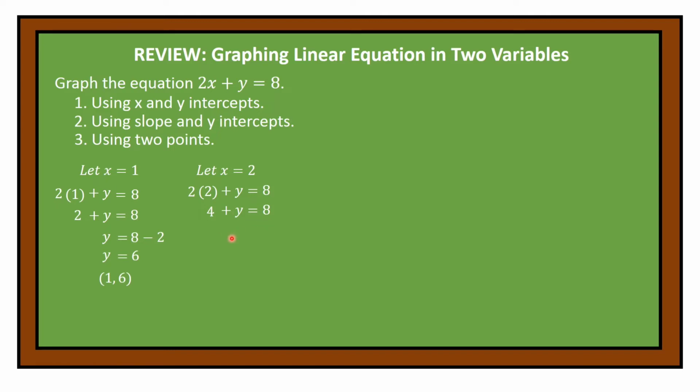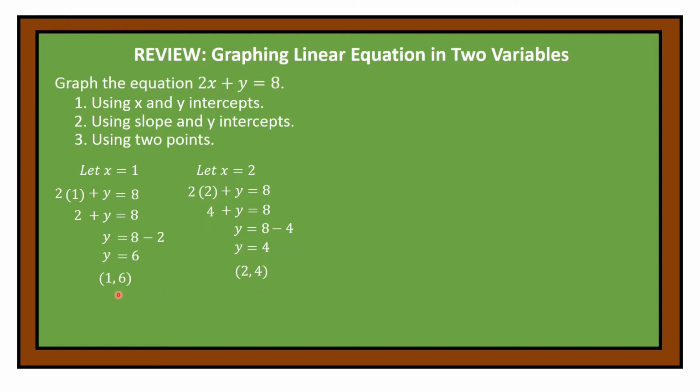So, again, iwan ang y sa left side. So, we have here equals 8 and then transpose ang 4. Kaya ito ay magiging negative 4. So, we have here y equals 8 minus 4 is equal to 4. So, ang ating second ordered pair or second point is 2, 4.